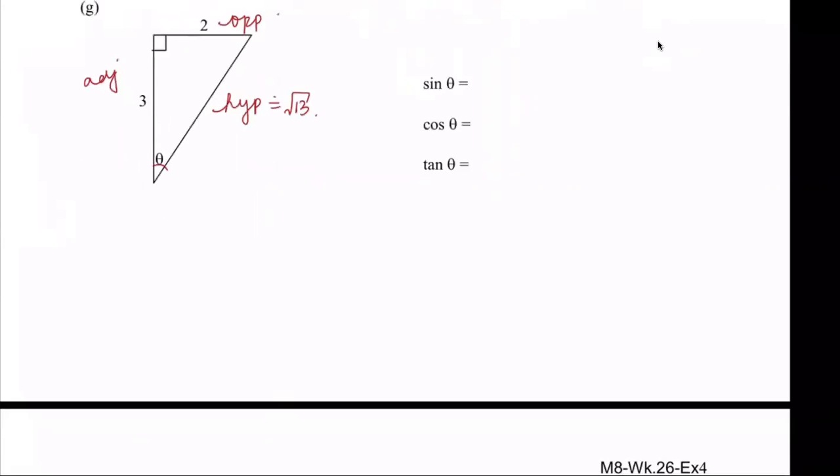Okay. So sine theta is equal to O over H, which is equal to 2 over square root of 13. Cos theta is A over H, which is equal to 3 over square root of 13. Tangent theta is equal to O over A, which is equal to 2 over 3.